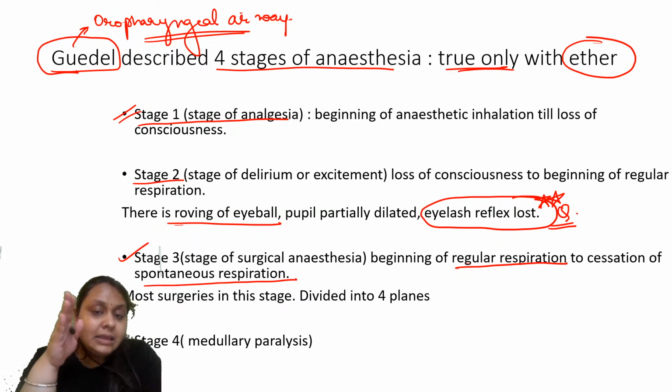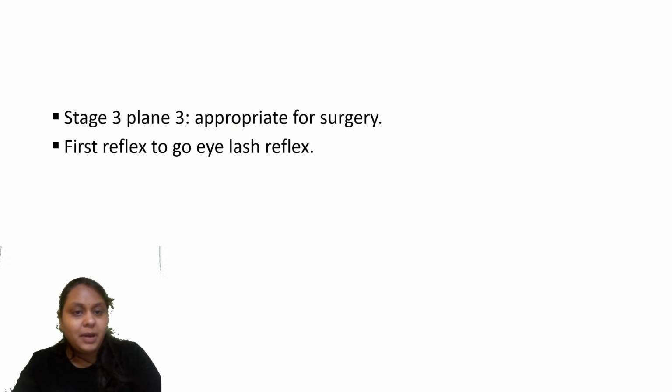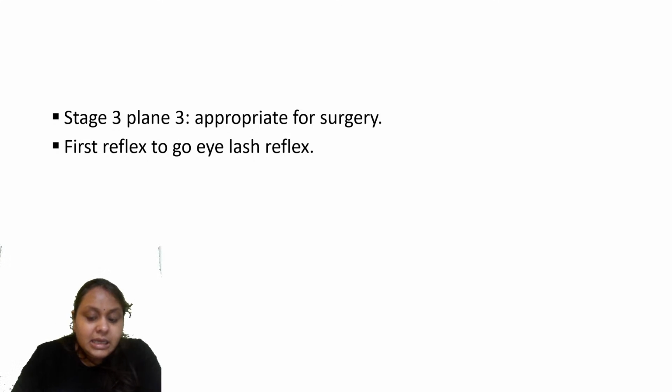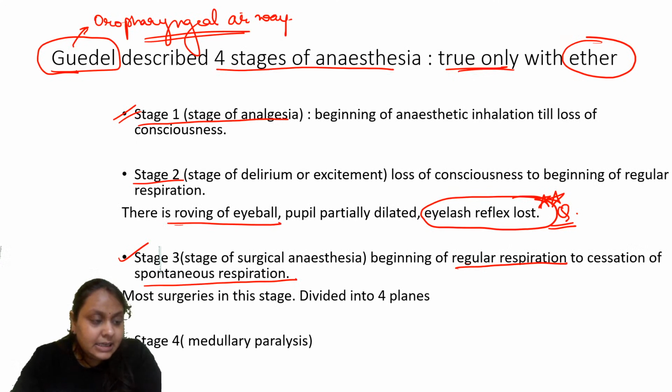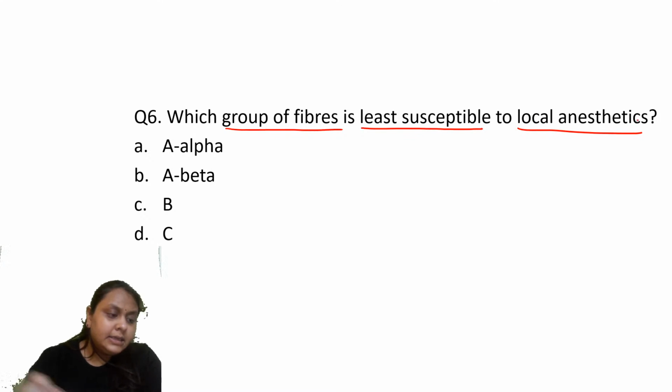ठीक है, तो plane 3 of stage 3 is the one which is providing the surgical anesthesia and where the surgery is done. And stage 4, we should not go to stage 4 because that is a stage of medullary paralysis. Is it clear? So these are the 4 stages of anesthesia which were described by Goodall. Is it clear?